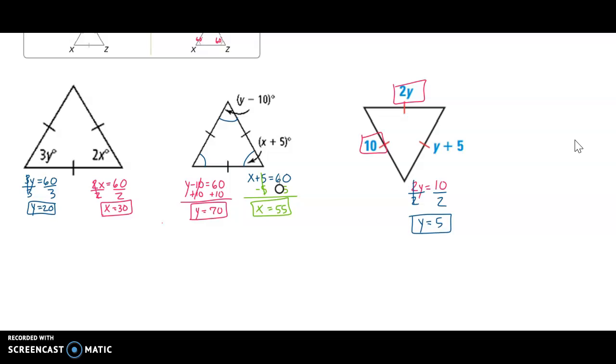Okay? So just a few tips and tricks about equilateral triangles. If you have any questions, let me know.